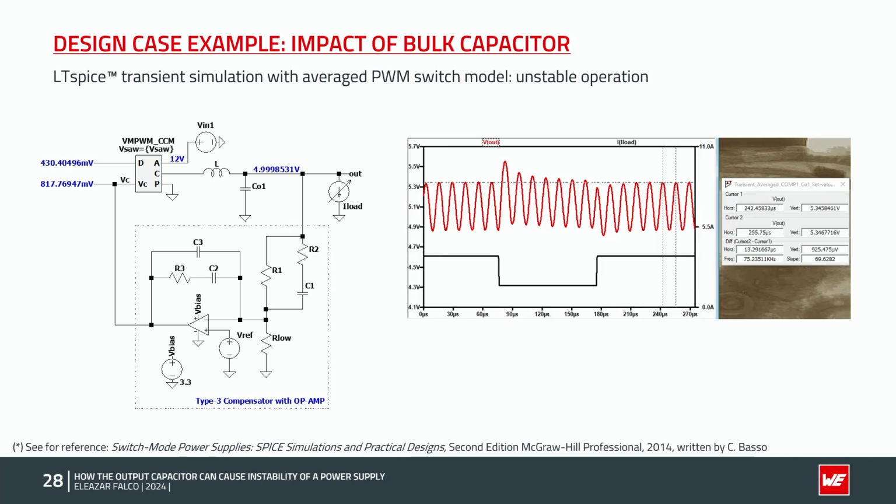Here we have the simulation results of the transient response. We can see an oscillation at 75 kHz with an amplitude of 550 millivolt. And aside from the absence of distortion in these results, this is in fact in good agreement with the experimental results that we showed in the previous slide.